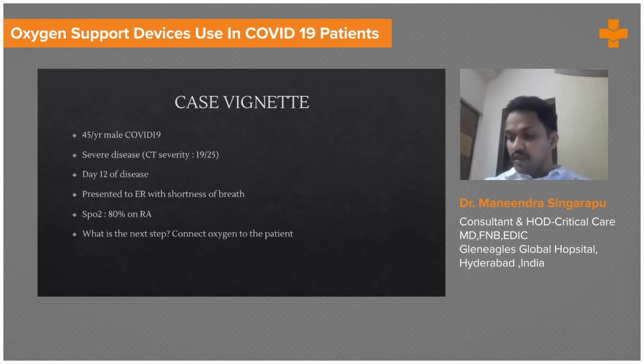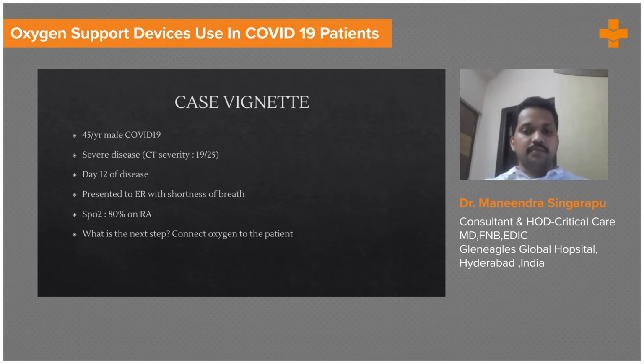So here it is a 45-year-old patient with a CT severity of 19 out of 25. That means it is a severe disease. A score of less than 8 is considered to be mild, 8 to 15 is considered to be moderate, and anything more than 15 is considered to be severe. So it's a severe disease based on the CT severity, presented to you on the 12th day of the disease.